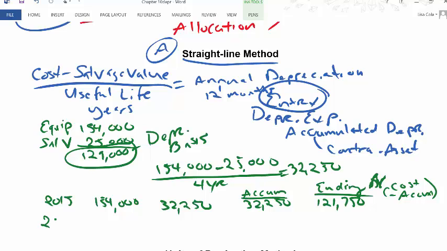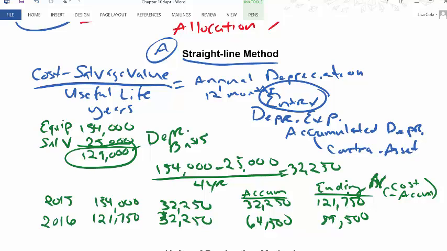And so then if we go to the next year, remember my beginning book value was $121,750, and not necessarily that you do a column for that, but I'm just going through the process. I'm going to take, once again, $32,250. Under the straight line method, you take the same amount every year. And now my accumulated depreciation is $64,500, because if I take $32,250 plus the new depreciation, I get $64,500. My ending book value then is $89,500.